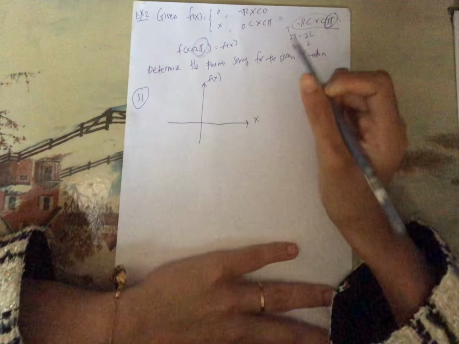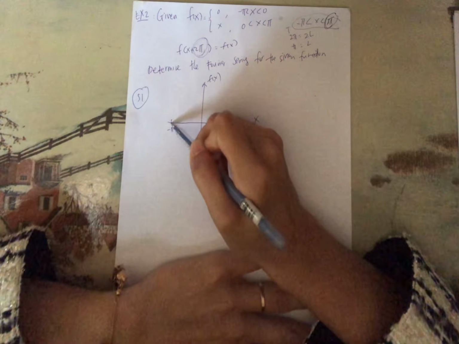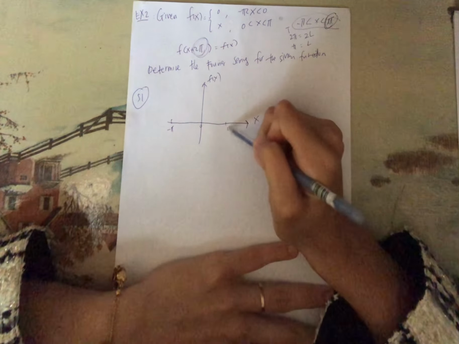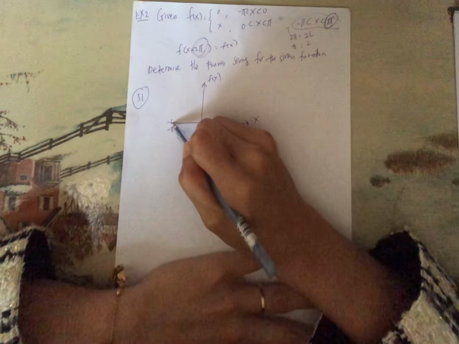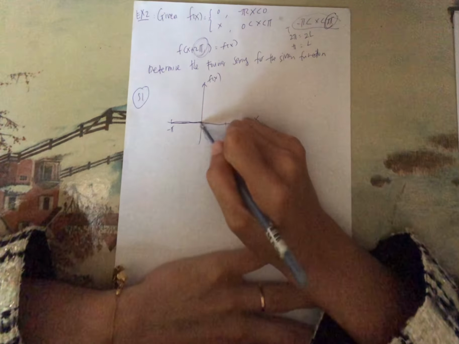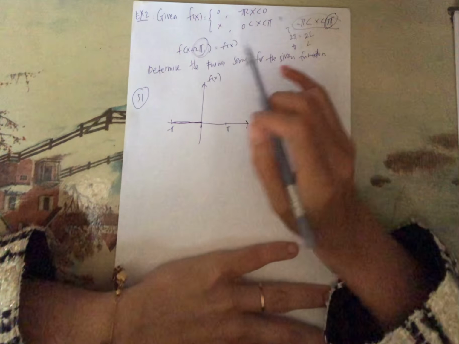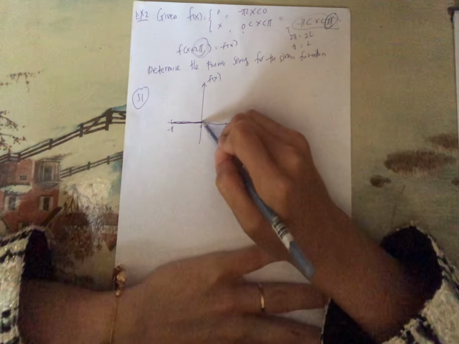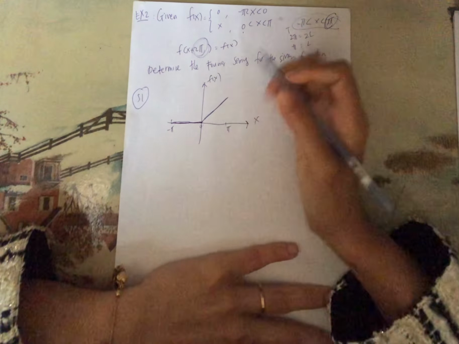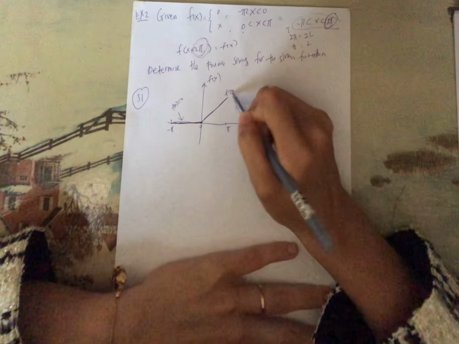So, it says that from negative pi to 0. So let's say this is negative pi, this is 0 and this is pi. So it says that from negative pi to 0, your function is 0. So this is your function, this is your line. And the second one is f(x) equal to x if your x is from 0 until pi. So this is 0 until pi, and this is your function x. So this is the graph for f(x) equal to 0, and this is the graph for f(x) equal to x.